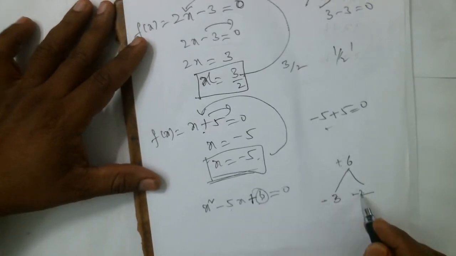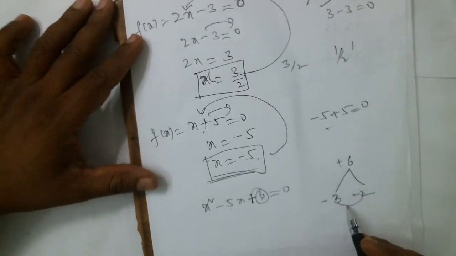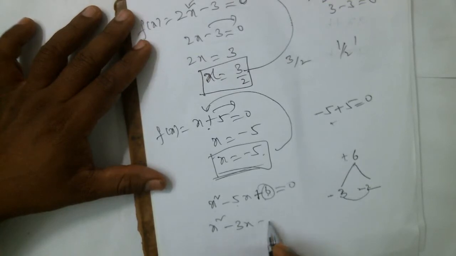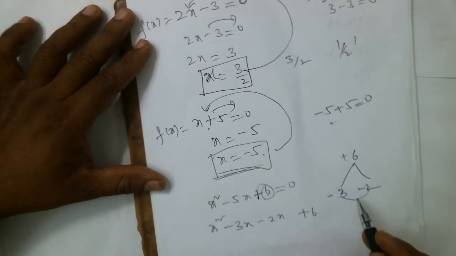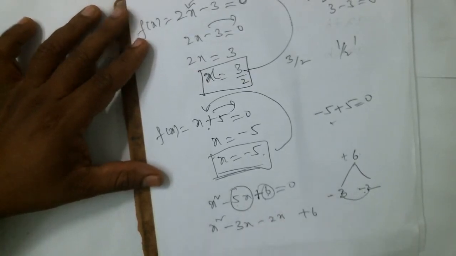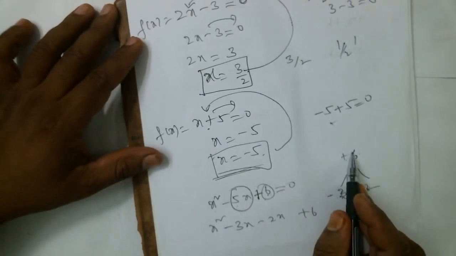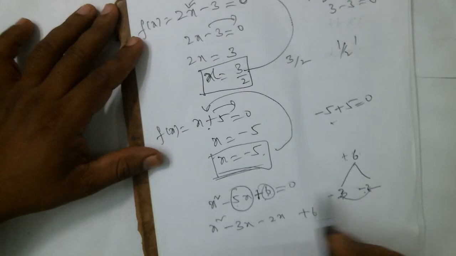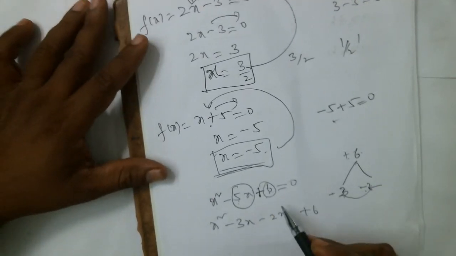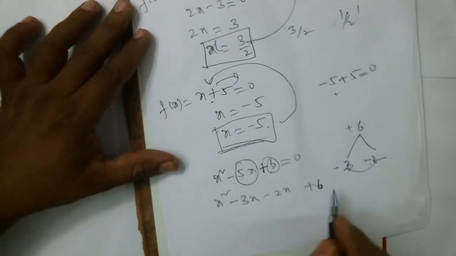3 twos are 6. This is splitting the middle term, using prime factorization. These are the prime numbers. Now x square, take minus 3x and next minus 2x plus 6. If you multiply, you have to get 6, and if you add or subtract, you have to get the middle term. So this is also called middle term factorization, splitting the middle term. We call it the prime factorization method.